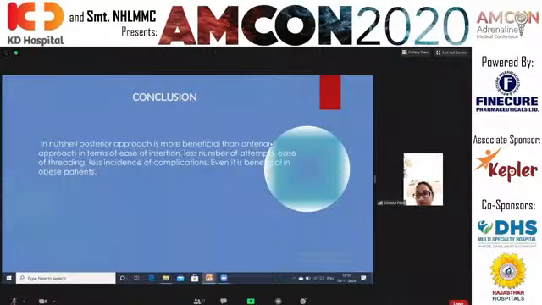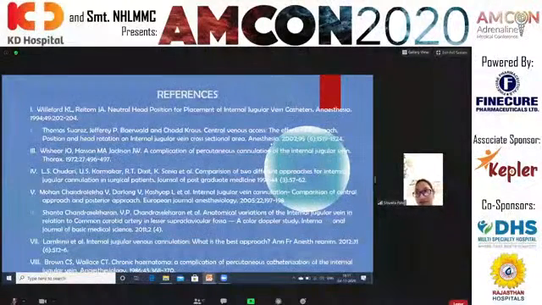The conclusion is posterior approach is more beneficial than anterior approach in terms of ease of insertion, fewer attempts, ease of threading, less incidence of complications, and also in obese patients. Next slide. These are the references for comparison of both.